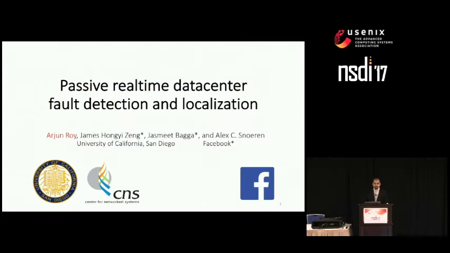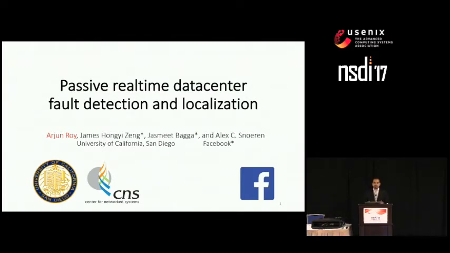My name is Arjun Roy, and I will be talking about fault management inside the data center space. This represents work done at UCSD with my advisor, Alex Noren, and we also had the opportunity to validate this in a production Facebook data center environment. I'd like to thank my Facebook co-authors, James Zhang and Jasmeet Bugga.